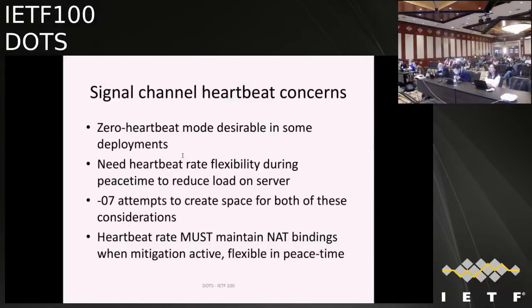What we have currently is that the heartbeat rate must maintain NAT bindings when mitigation is active. So there must be a heartbeat rate at 30 seconds or below when a client has requested mitigation, and the heartbeat rate is flexible during peacetime. This is something we've also gotten some feedback on, so we anticipate adjusting this slightly. It would be useful during this meeting to get some discussion of that as we press toward working group last call. But I believe with addressing these concerns, we'll have covered a lot of the remaining work. May I have the next slide, please?